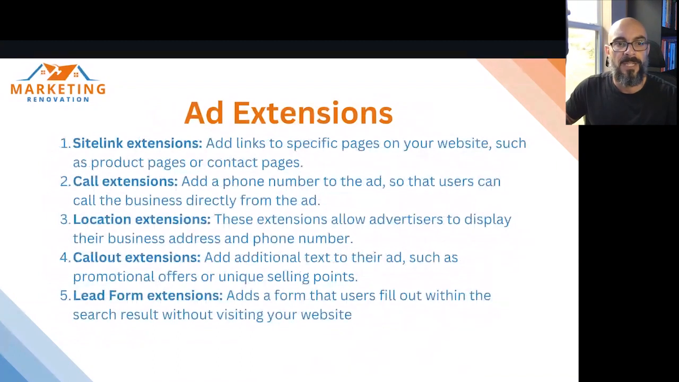Here are the top 5 ad extensions that you should be utilizing in your campaigns. There are other ones out there that are available, but these are the top 5 that you should be utilizing for sure. You have your site links. Site links add links to specific pages within your website. So if someone does a kitchen remodeler near me search, below your ad, you can have things such as countertops, cabinets, dishwashers, sinks, whatever else you want to have underneath there that you have pages for where you can drive people to.